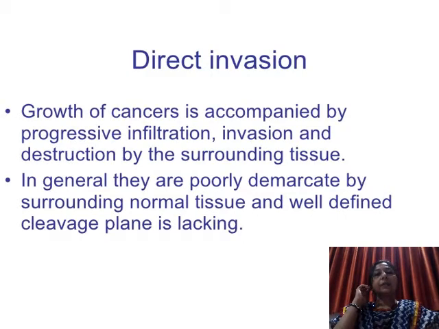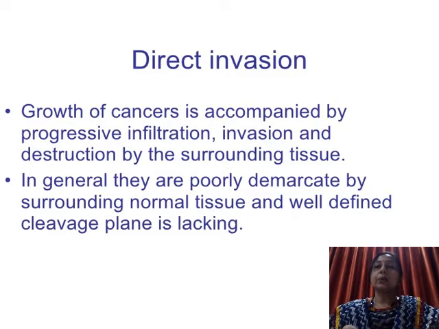Now, direct invasion. The growth of the cancer is accompanied by progressive infiltration, invasion, and destruction of surrounding tissue. In general, they are poorly demarcated from the surrounding normal tissue and a well-defined cleavage is lacking. So a well-defined nodule is not there in the malignancy, but the benign shows well-defined, well-demarcated growth.